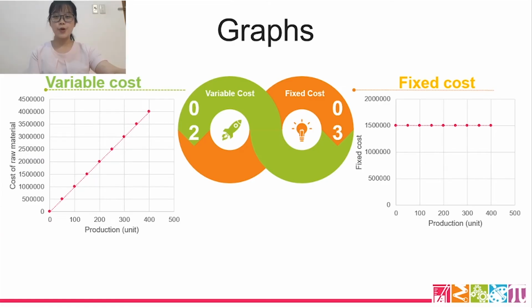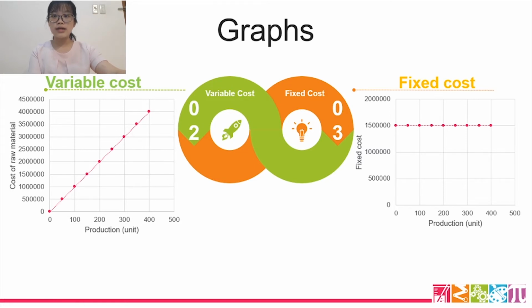Here are the graphs showing the difference of variable cost and fixed cost. Where variable costs can be seen that the changing in production and cost are proportional. It starts from the production 0 and the cost will be 0 too. When the production increases to 100, the cost will also increase to 1 million. And when the production increases to 200, the cost will rise to 2 million too.